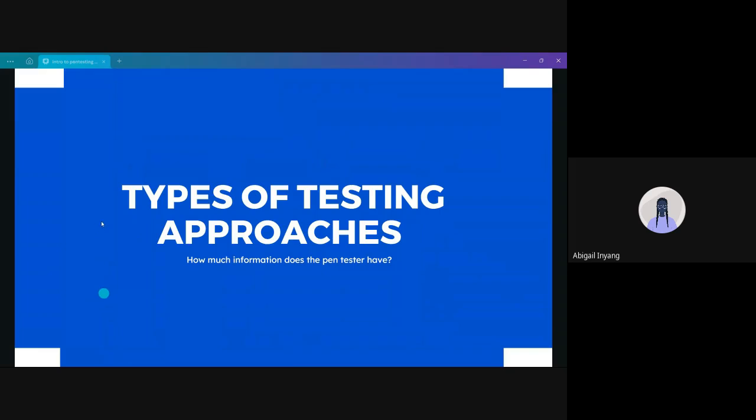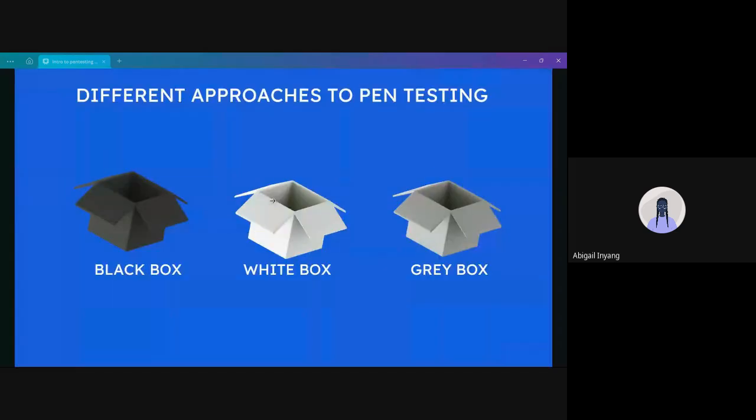So now we are done with the types of penetration testing. We are going to talk about the types of pen testing approach. How much information does a pen tester need to have? We have different approaches to pen testing. There is black box, there is white box, and then there is gray box.